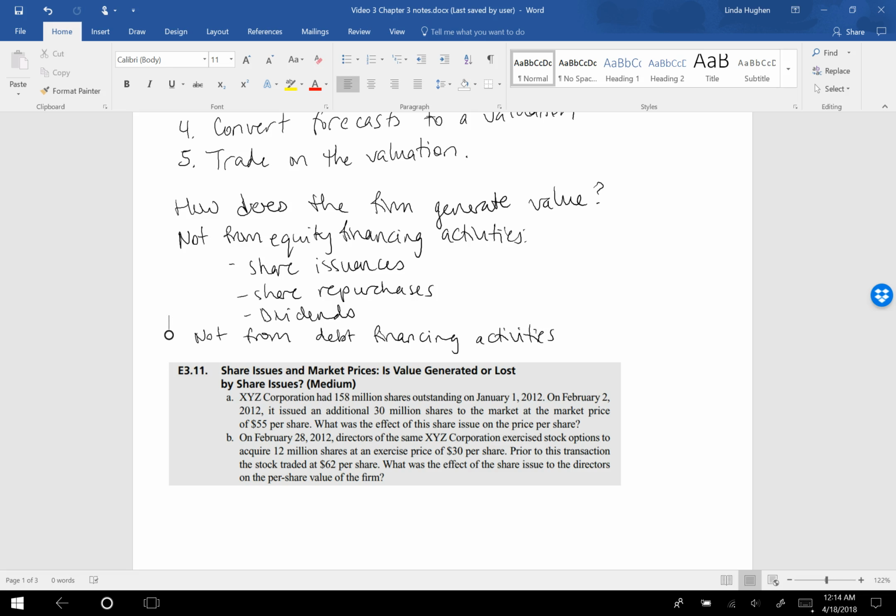So how does the firm generate value? Operating activities, running the business, and investing activities, using long-term assets to help generate returns. All right, so let's start by looking at share issuances in efficient markets.